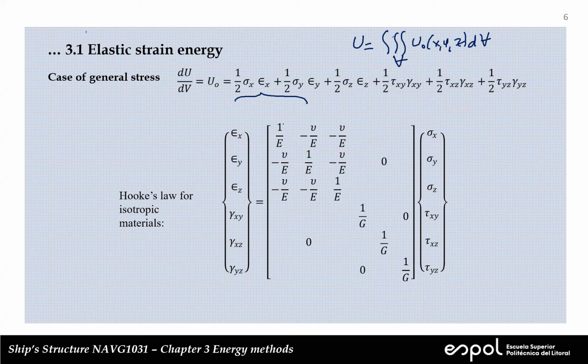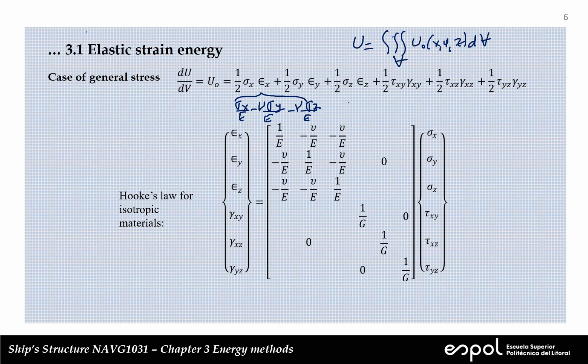Instead of epsilon x, I'm going to use sigma x over E. The other is minus nu sigma y over E, and the last one is minus nu sigma z over E. So we have to do that for each one of these terms, epsilon y, epsilon z, etc. And then we can collect.